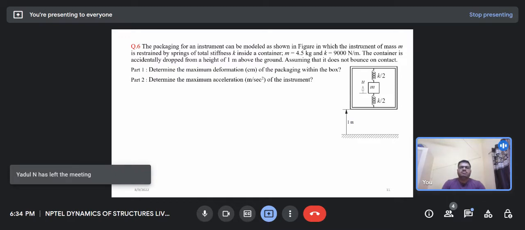The question is: the packaging of the instrument can be modeled as shown in the figure, in which the instrument's mass is restrained by a spring of total stiffness K inside the container. Mass of the product is 4.5 kg, and the stiffness K is 9,000 Newton per meter. The container is accidentally dropped from a height of 1 meter, assuming it doesn't bounce on contact. First determine the maximum deformation of the packaging within the box, and determine the maximum acceleration of the instrument.